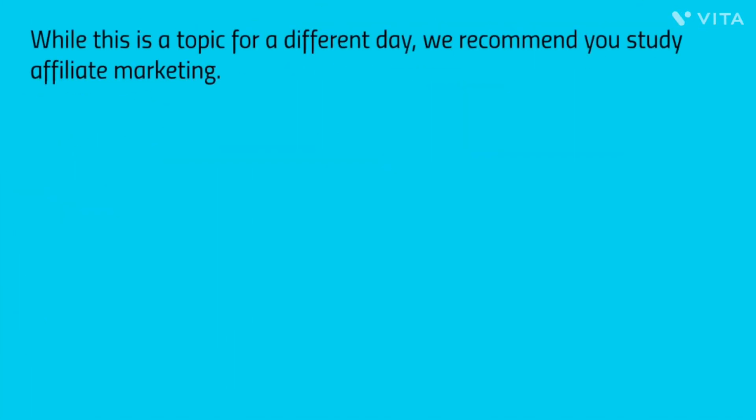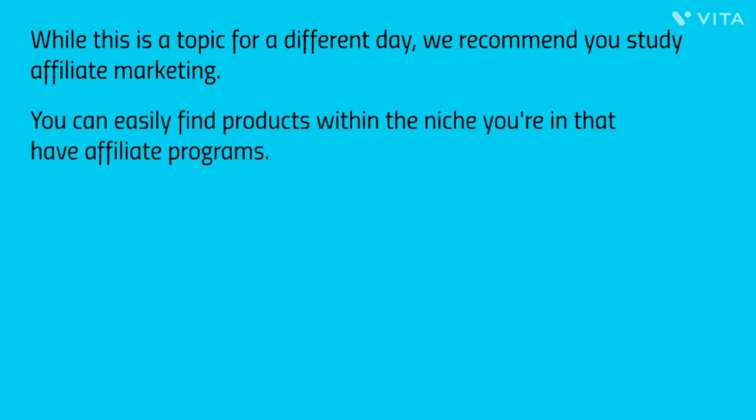So while this is a topic for a different day, and we can talk about affiliate marketing day in and day out, we really want to focus on at least a brief overview of what you should be doing. You can easily find products within a niche that you're in that have affiliate programs. In fact, in video number 5, where I show you how to go to a site called clickbank.com or even jvzoo.com, both of these sites are where you can find products to promote as an affiliate. In doing so, you can actually promote the vendor's product.